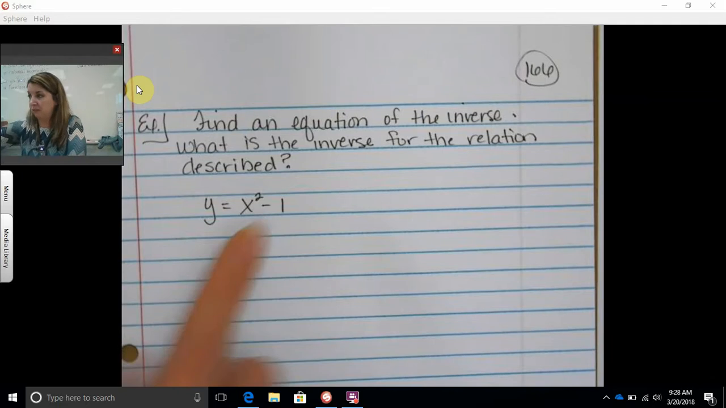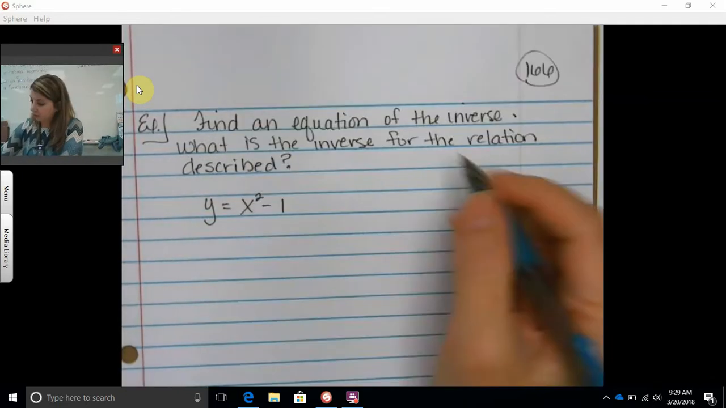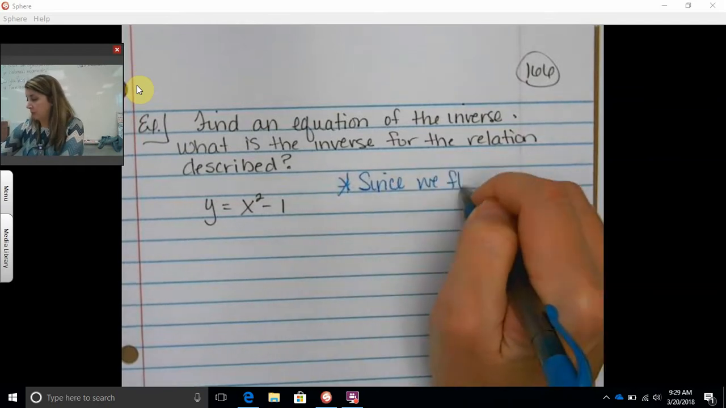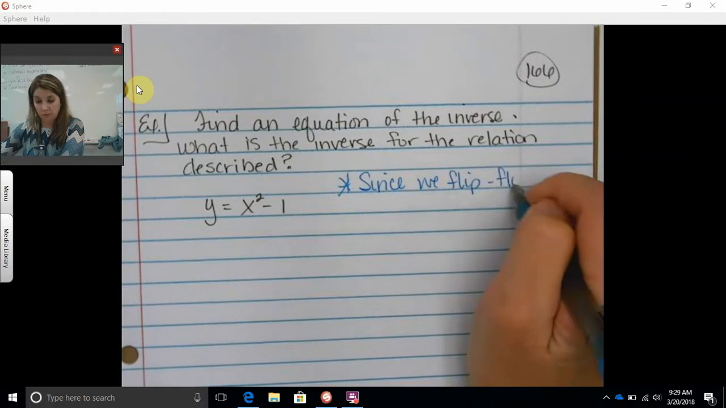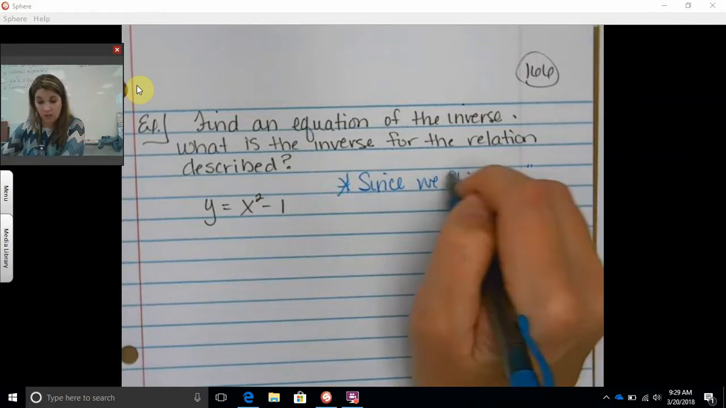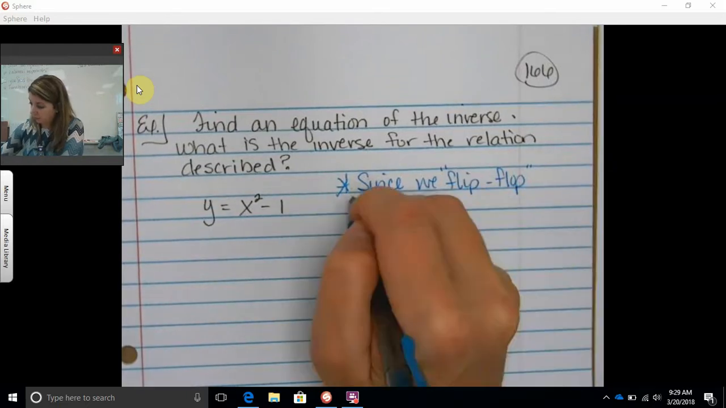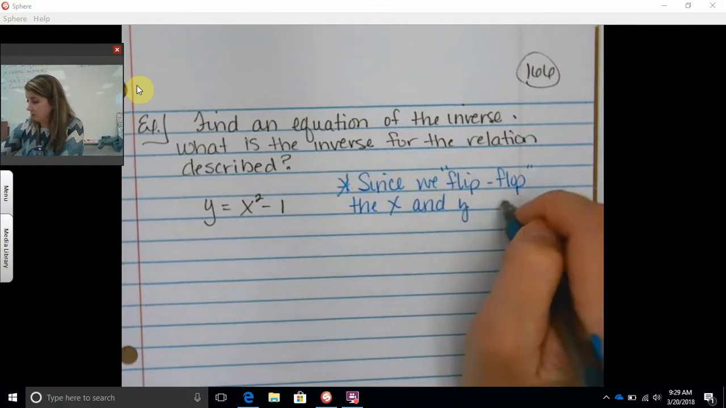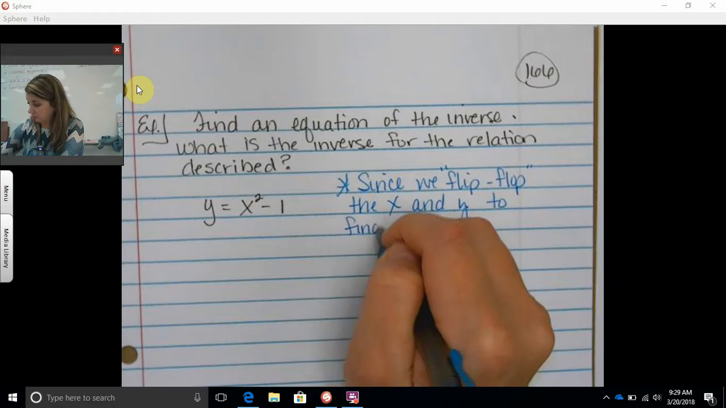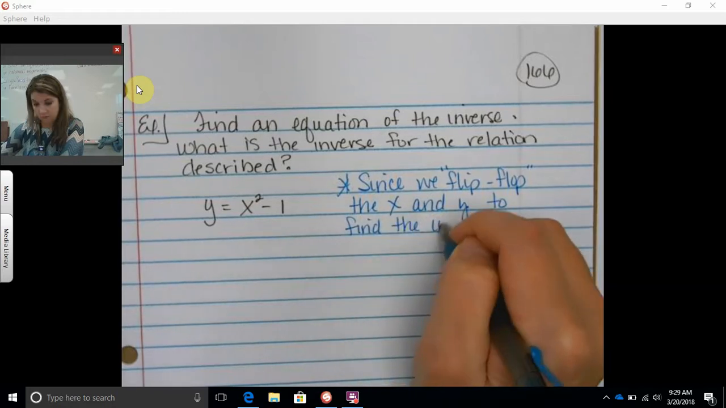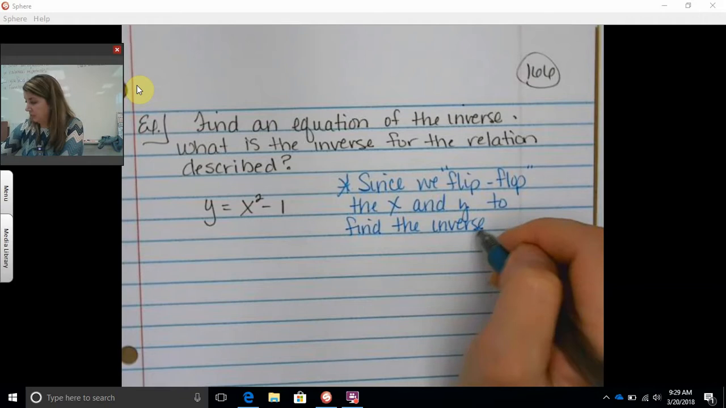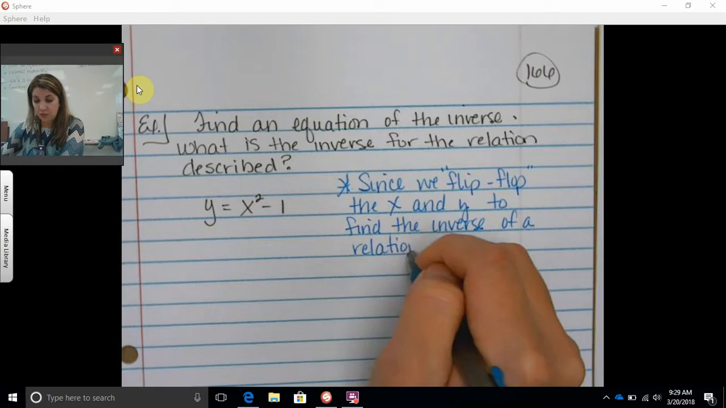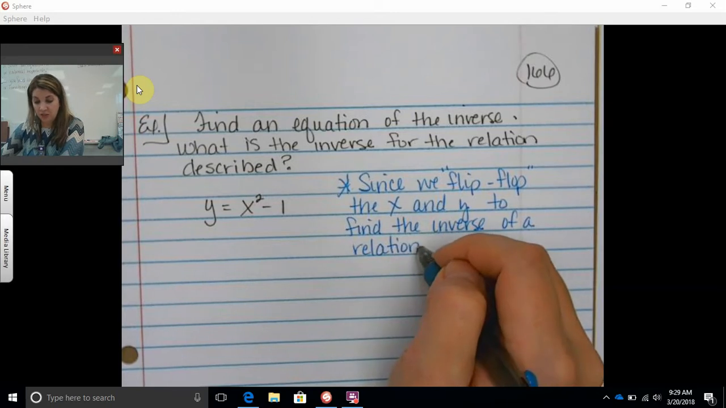Of course, I'm going to make a little note of that. Since we flip-flop the x and y to find the inverse of a relation, we will do the same thing to find the inverse of an equation.